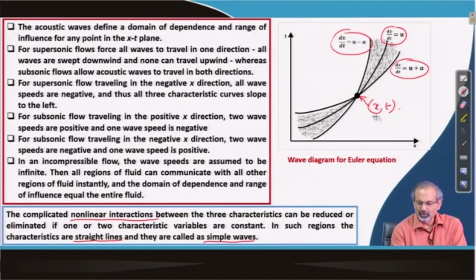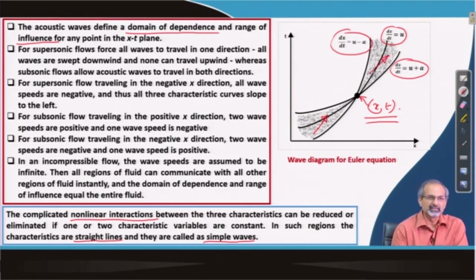Now, of course, if you look at this point (x, t), we will always be able to define a domain of dependence and a range of influence for this point. Information propagates into the point from here and out of the point into this region. Accordingly, those domains get defined.